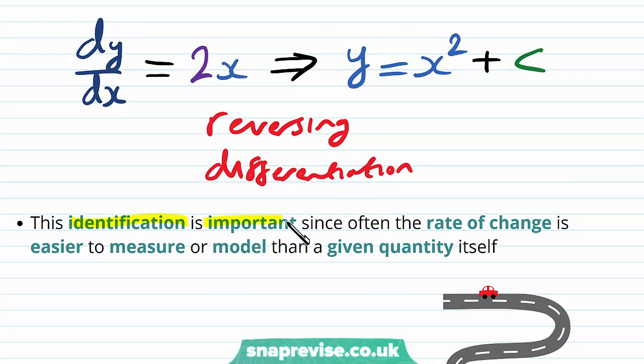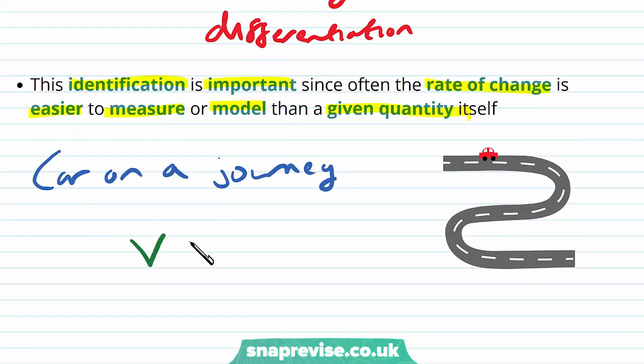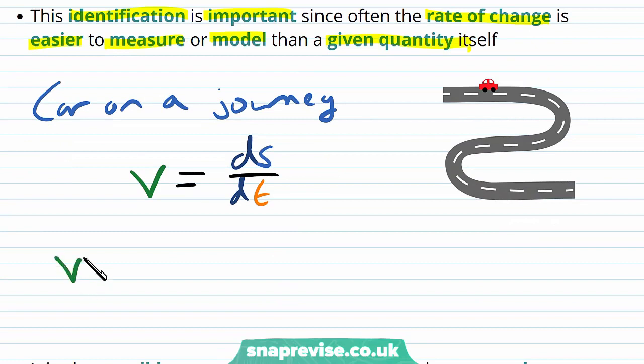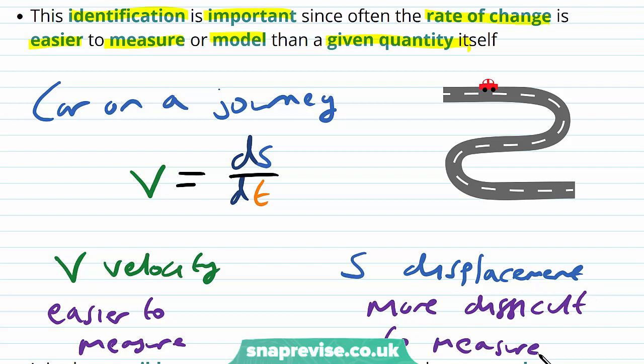This identification is important since often the rate of change is easier to measure or model than a given quantity itself. Let's suppose we have a car on a journey. We have that the velocity v of the car's motion is equal to the derivative of s with respect to time. Now, the velocity v is easier to measure. S, the displacement, is typically harder to measure on this journey.